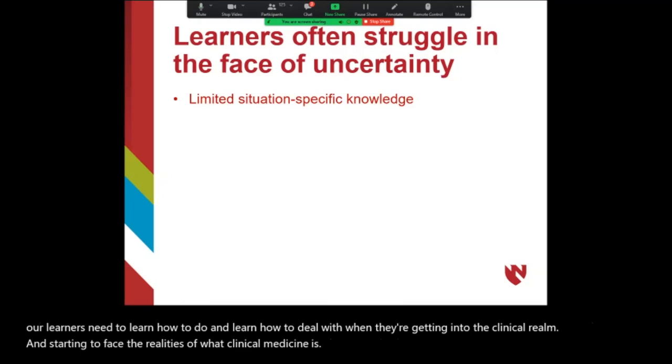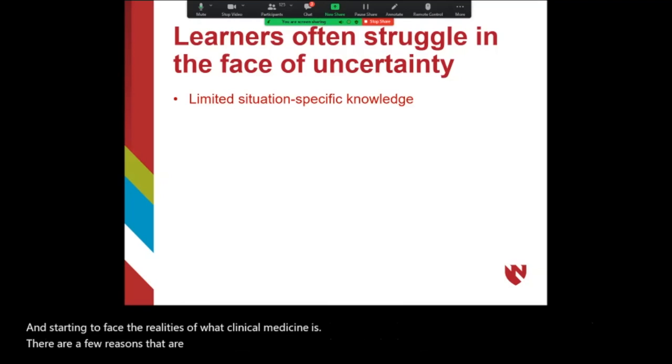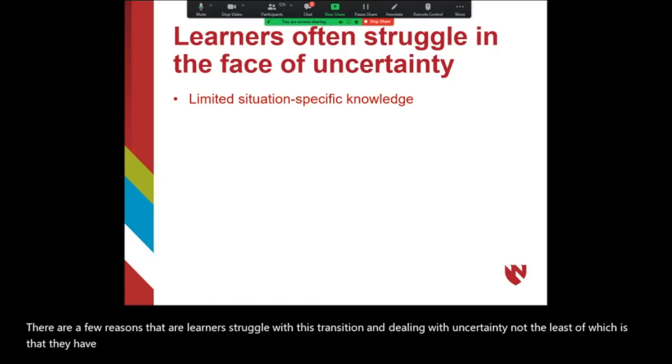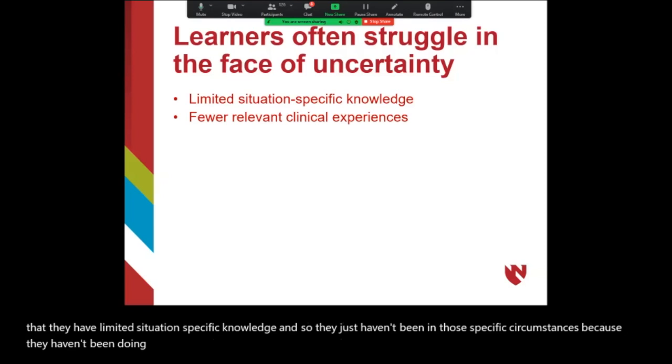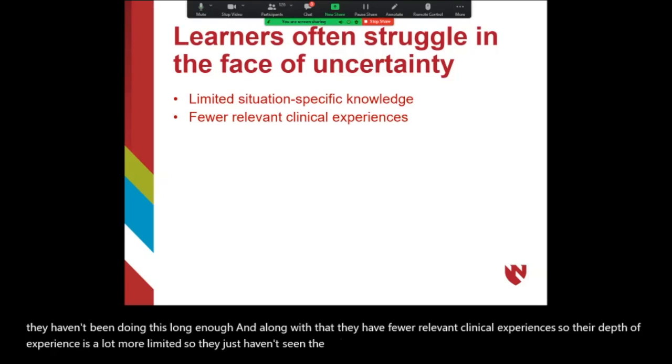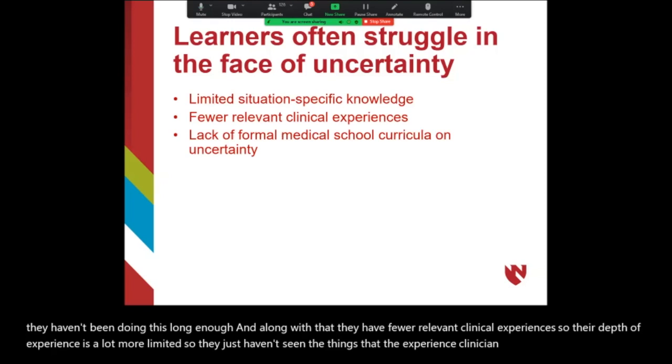There are a few reasons that our learners struggle with this transition and dealing with uncertainty, not the least of which is that they have limited situation-specific knowledge. And so they just haven't been in those specific circumstances because they haven't been doing this long enough. And along with that, they have fewer relevant clinical experiences. So their depth of experience is a lot more limited. So they just haven't seen the things that the experienced clinician and practitioner has seen.